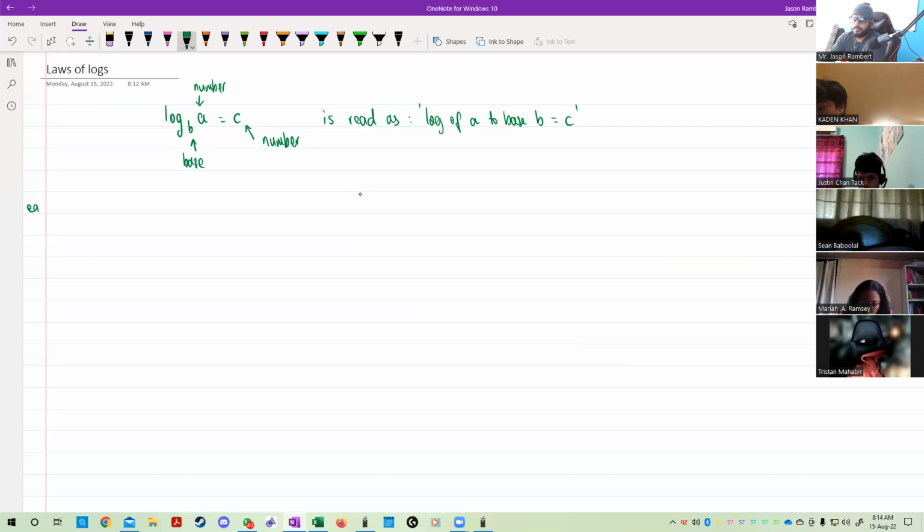For example, if I have log 5, 2 is equal to 6. Just an example, all right? This mathematically is wrong, but just an example. It is read as log of 5 to base 2 is equal to 6.